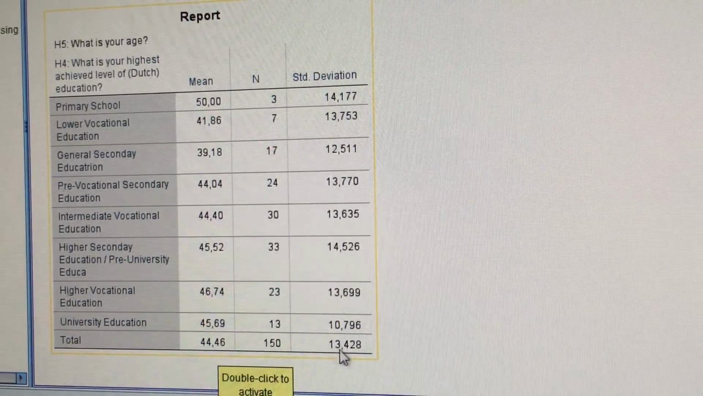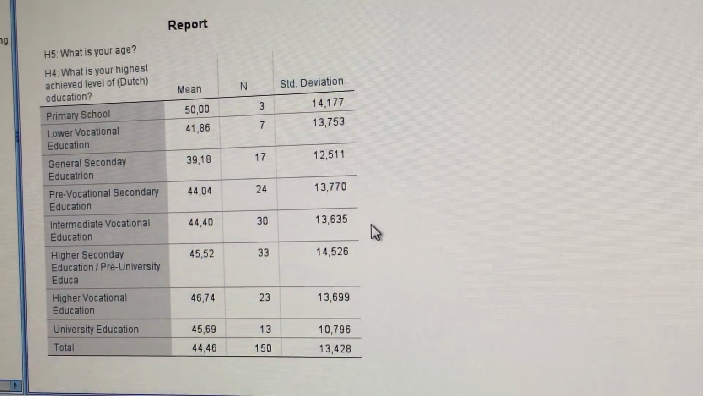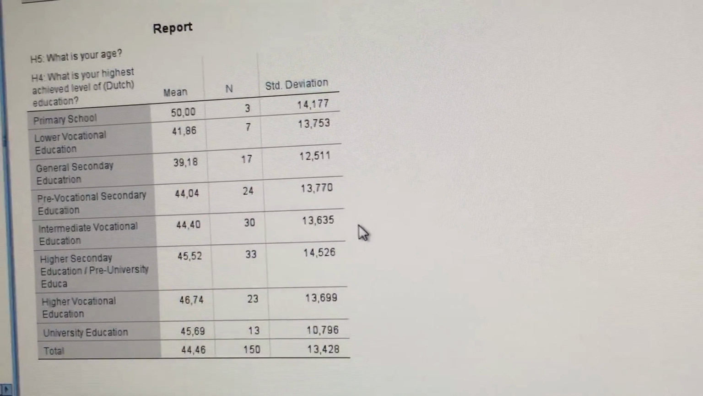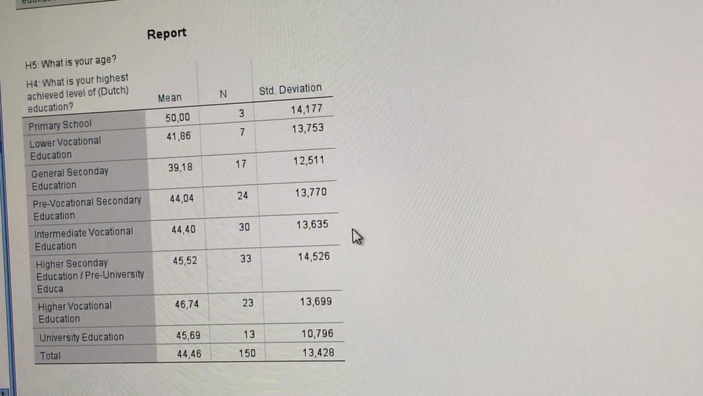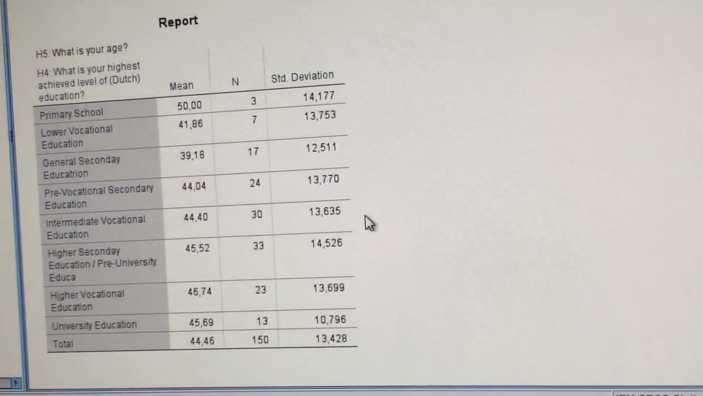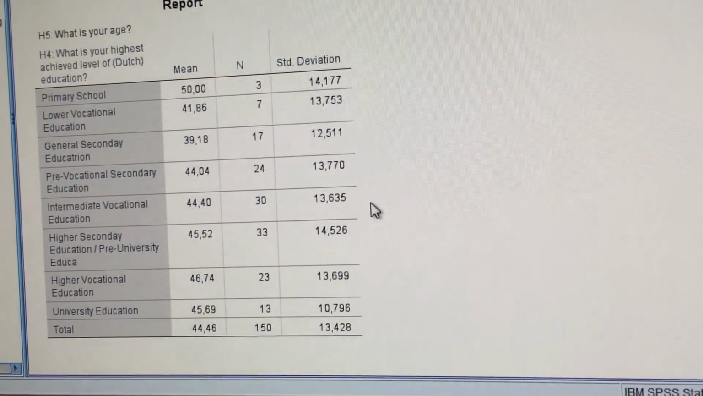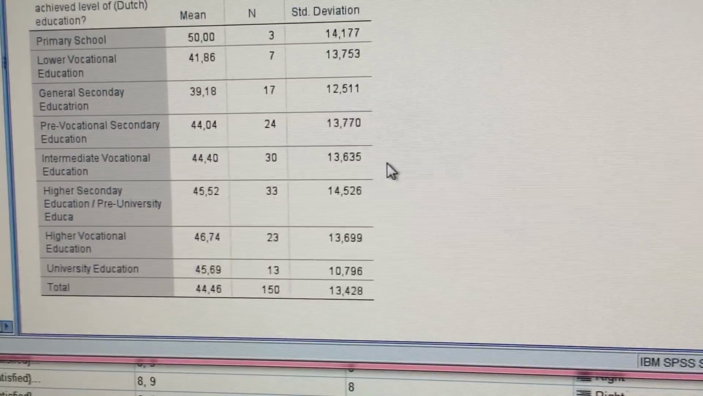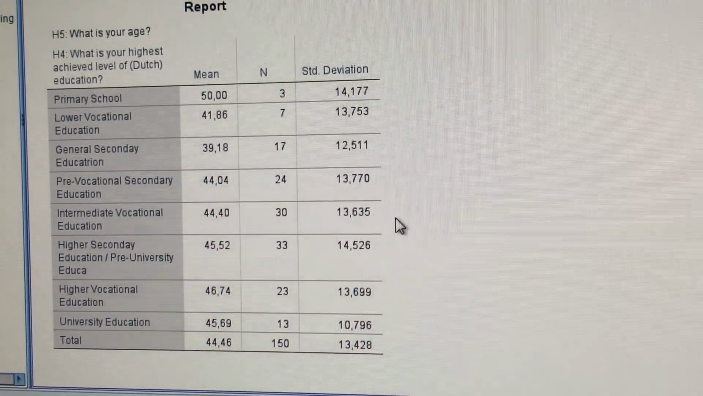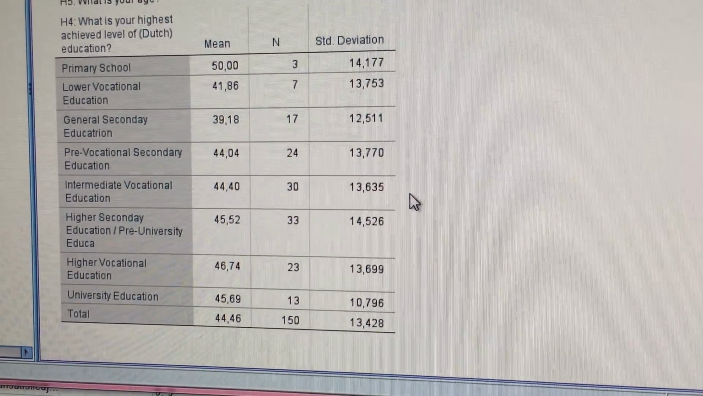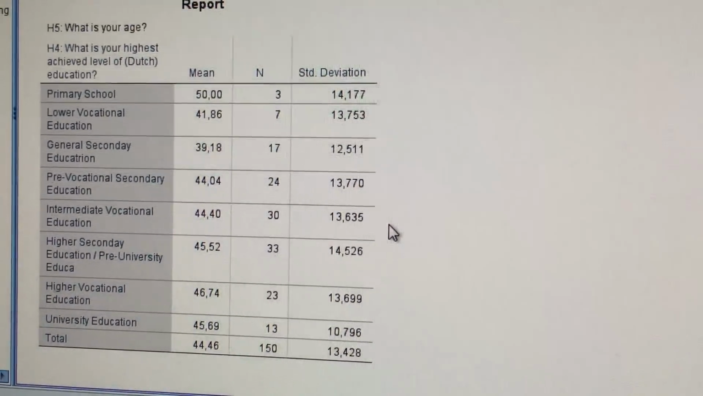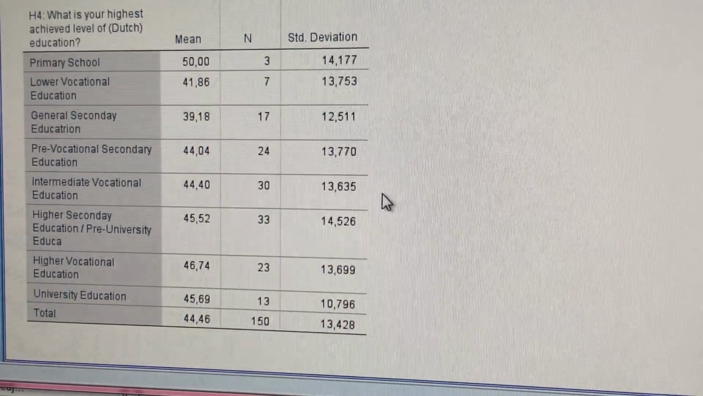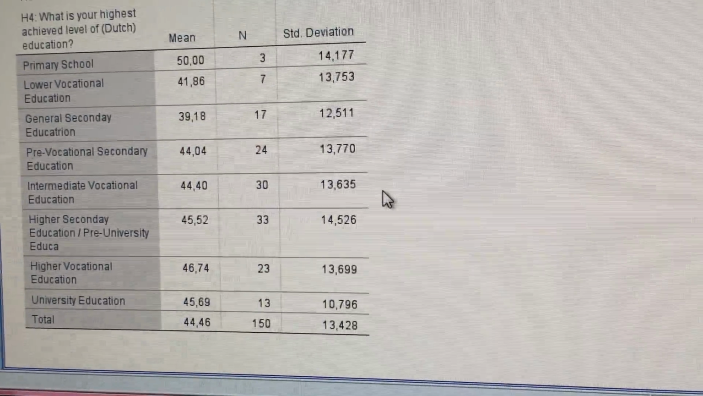And you see the standard deviation, and that you can see how much it spreads. So if it's a nice bell-shaped curve, exactly, then you have 3 standard deviations on each side from the mean. So you would have to add, for example, for the people who say that they had the higher vocational education, you had 23 people. Their standard deviation is 13.70. So you would add that to the 46.7.